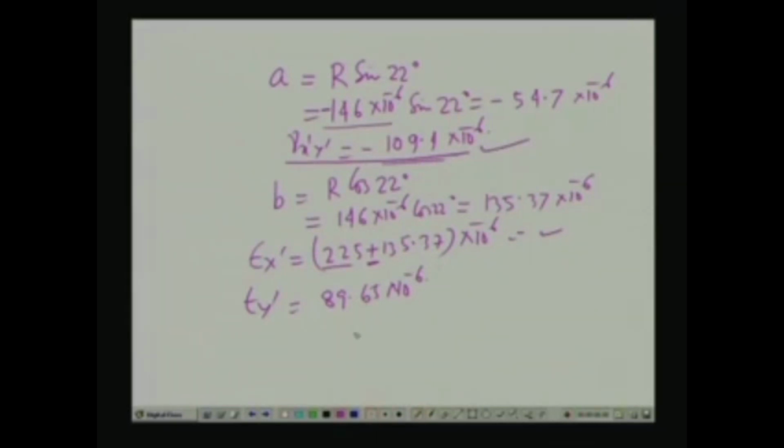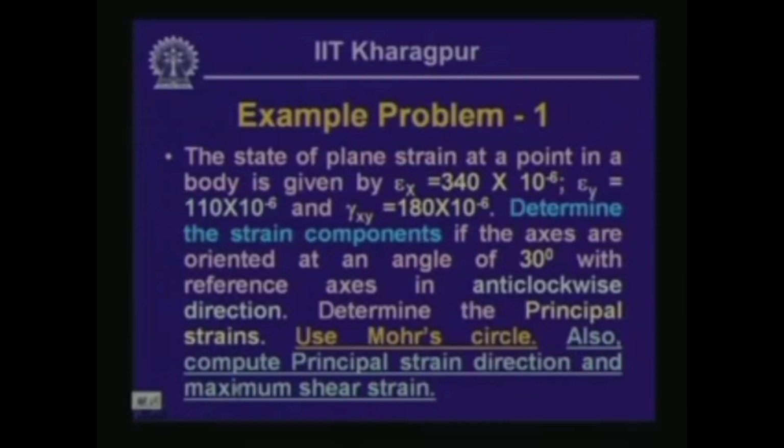So, these are the values of the strain, and the maximum shear strain is equal to the radius of the Mohr circle. Maximum shear strain is equal to 2 into 146, because gamma by 2 is the radius. So, 2 into 146 into 10 to the power minus 6, which is 292 into 10 to the power minus 6. So, these are the values of the strain quantities.